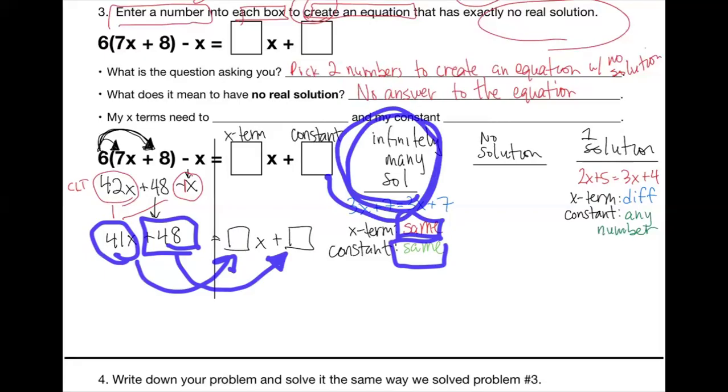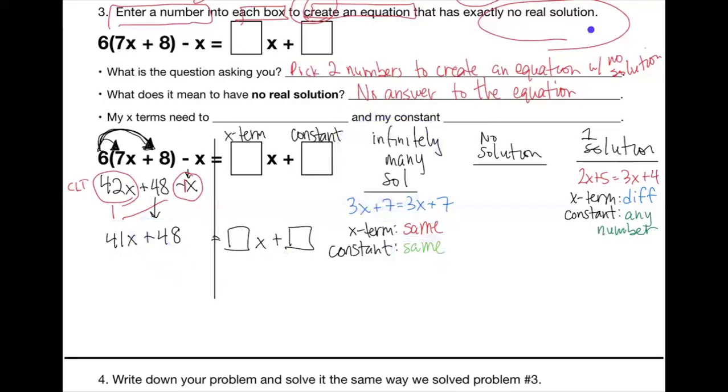But I don't want an infinitely many solutions equation. I want a no solutions, a no real solution. So how do I make a no real solutions? What does that equation look like? It looks like this: 3x plus 7 equals 3x plus 2. Go ahead and write that down. 3x plus 7 equals 3x plus 2.